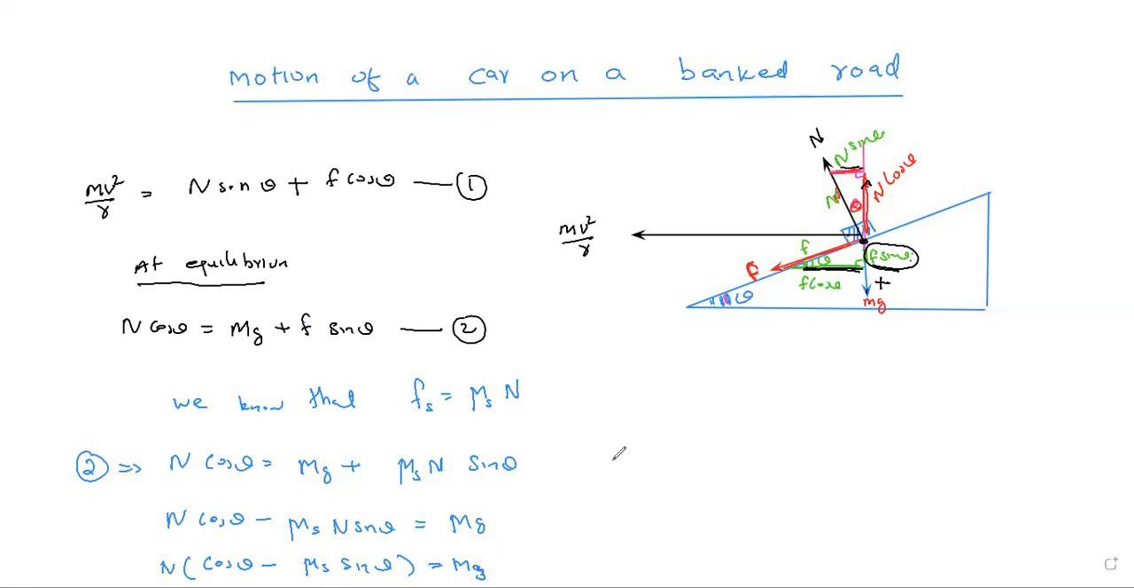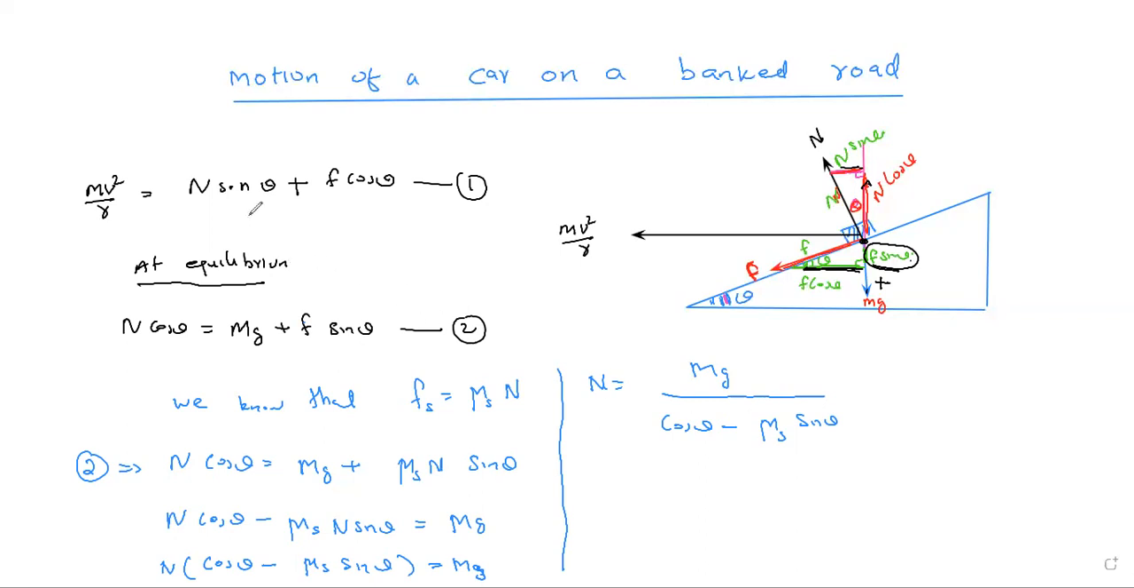So we obtain n equal to mg divided by, the multiplied quantity becomes division, right? mg divided by cos theta minus mu s sin theta. So we obtain the relation n is equal to mg divided by cos theta minus mu s sin theta.